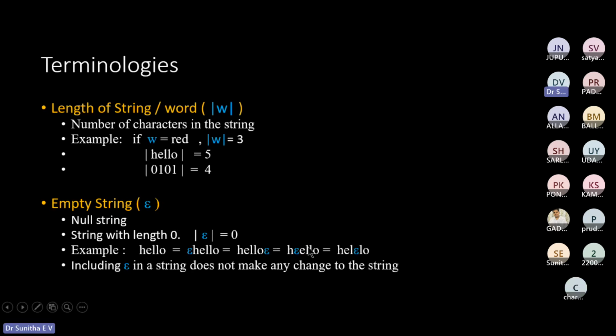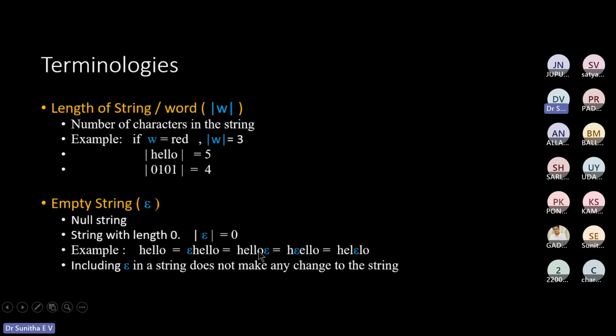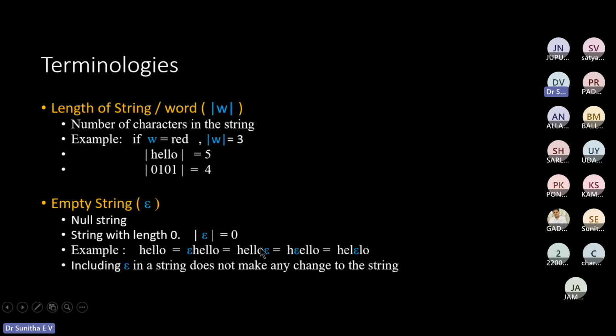it will not make any change to the string. Suppose hello is the string I am taking. If I put an epsilon in front of hello, it is equivalent to hello itself, because it will not make any change to the given string. And if I append epsilon at the end of hello, or in between some of the characters, still it is considered as hello only. So this inclusion of epsilon in a string will not make any change in the property of the string.